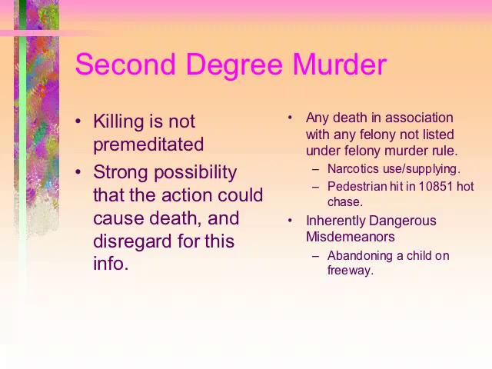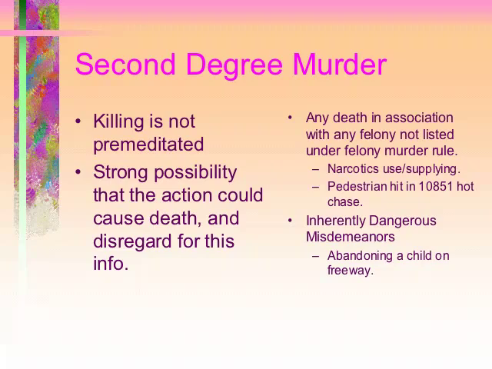A pedestrian hit in a 10851 hot chase. 10851 VC is the vehicle code section for auto theft. So you have an auto theft, which is not listed under the felony murder rule, but it is a felony, and you're chasing the person. You're chasing them in a hot chase in a car, and they hit a pedestrian, and they kill the pedestrian. That would be a second-degree murder.